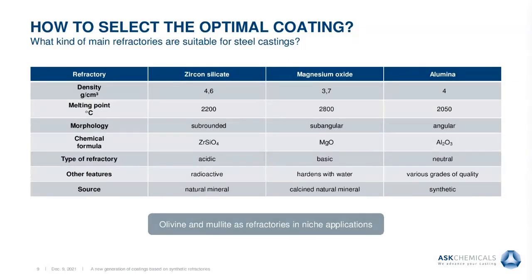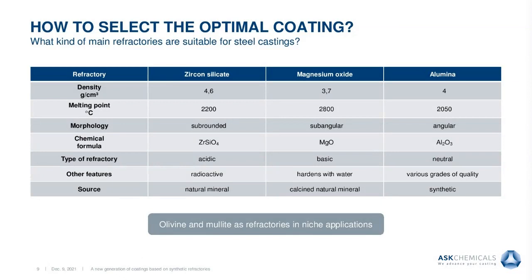Then there's another refractory, which is magnesium oxide, also having high density and high melting point, but the morphology is subangular, and from its nature, the refractory is basic. The other feature is that this material hardens with water. So you can only use magnesium oxide coatings as alcohol-based coatings. And it's again a natural mineral, but in this case, it's calcined.